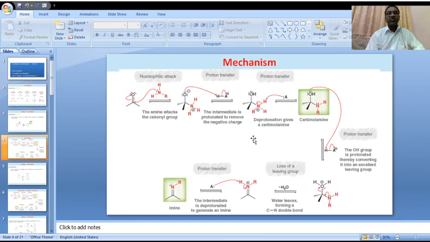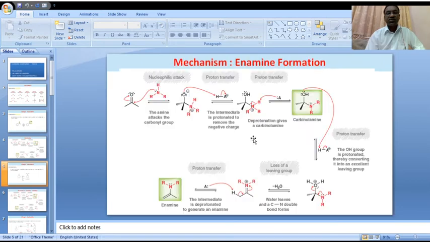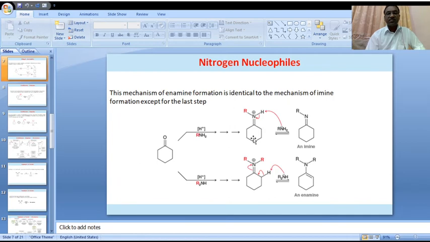In these two reactions, carbonyl compounds, aldehydes or ketones, on reaction with primary amines, or with secondary amines, we are getting this type of imine and enamine compounds.